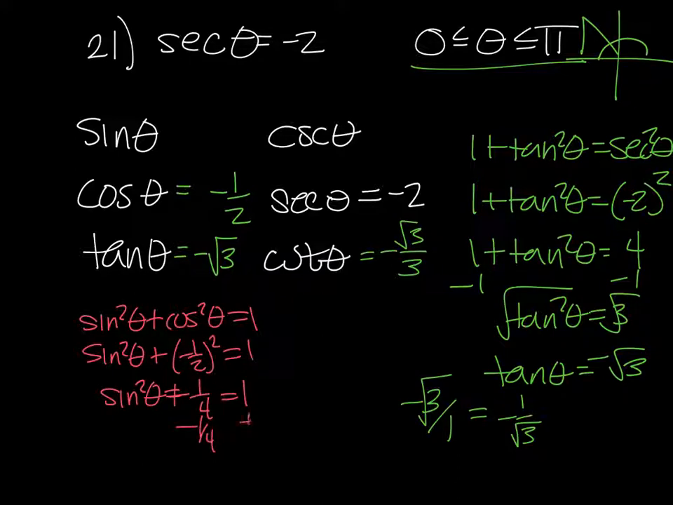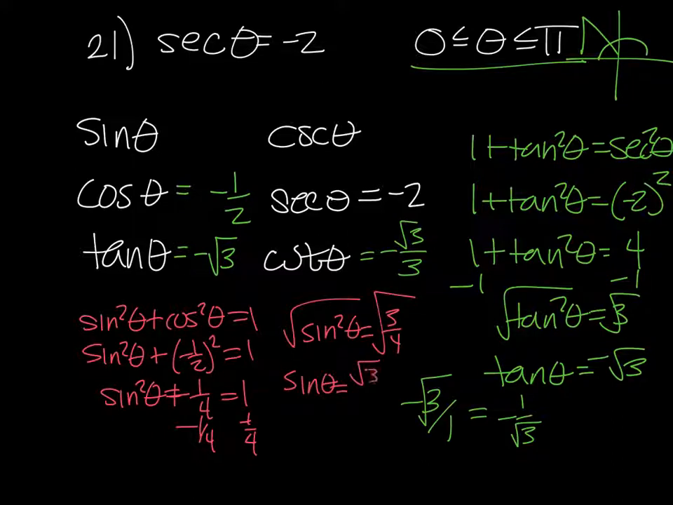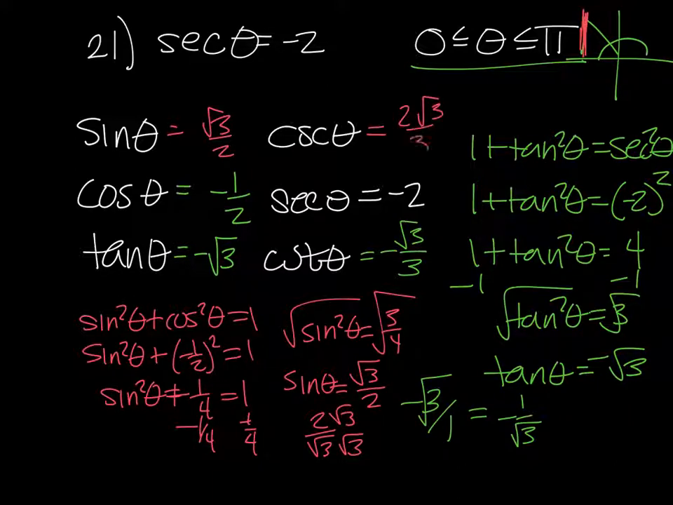Subtract 1/4 from both sides. So now sine squared equals 3/4. Square root both sides. Sine equals the square root of 3 over 2. Once again, we have to figure out, is that positive or negative? Sine is the y value, and we're in the second quadrant, so the y value is positive. Flip that over. 2 over the square root of 3. Rationalize. So we get 2√3/3.